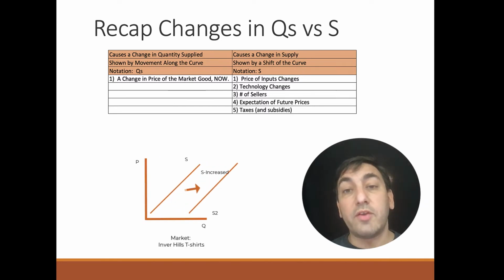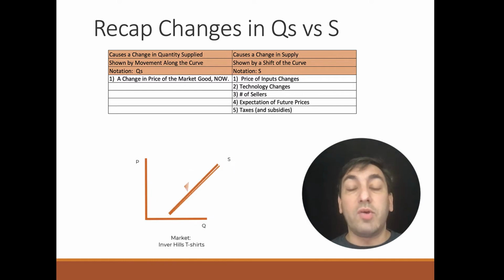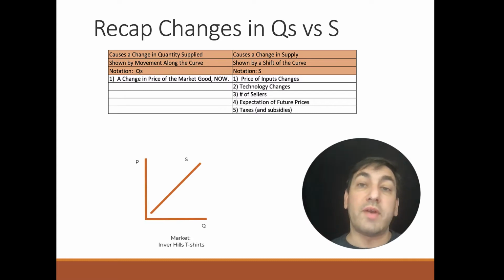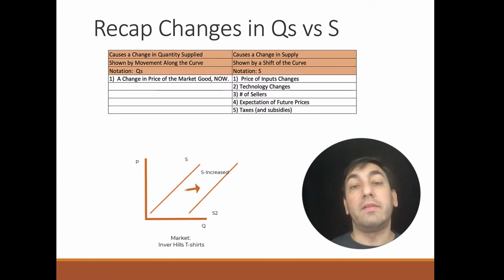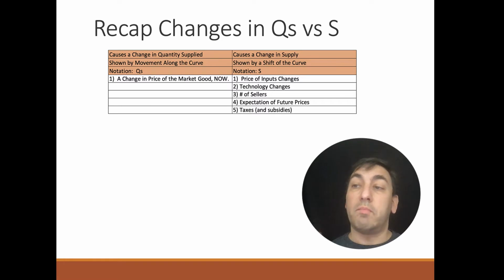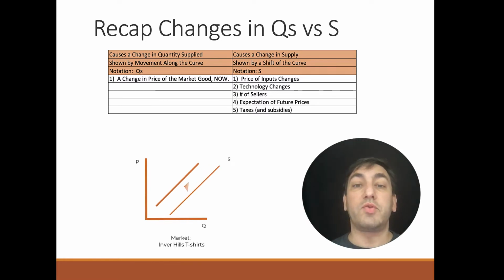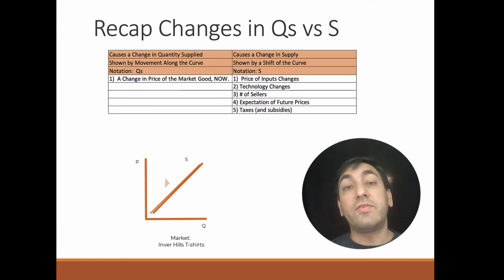Think of it from the seller's perspective now, though. Maybe I have a stack of gold in my basement. It's $1,000 an ounce now, and I expect it to go to $2,000 an ounce tomorrow. My willingness to sell now at a lower price decreases because I'd rather sell it at the higher price in the future. Then we have taxes. The higher the taxes, the harder it is to produce.